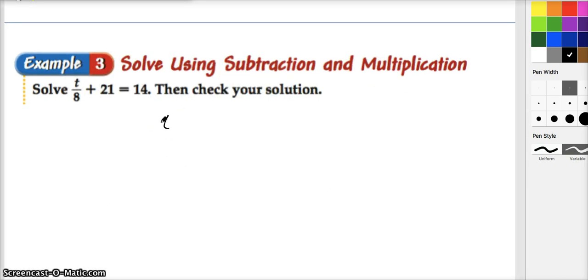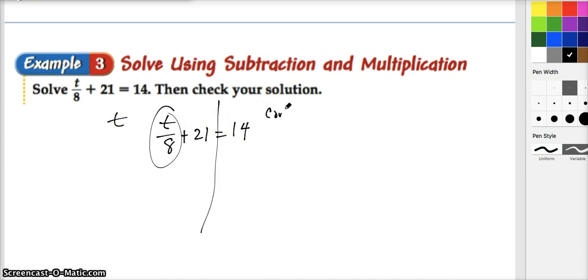So here we have t over 8 plus 21 is equal to 14. Same thing. I'm going to get my t term on this side and my constants over here. So I'm going to leave this guy, get rid of this guy. I'm going to add a negative 21 to both sides. This time, instead of doing it horizontally, I'm going to do it vertically. So when I add the opposite, that goes away. And I'm left with t over 8 is equal to, well, this is a positive 14 plus a negative 21. I subtract and take the sign of the higher. I get a negative 7.